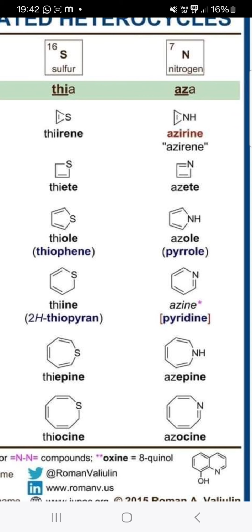Now aza: azirine, azete, azole, that is pyrrole, azine, pyridine, azepine and azocine.